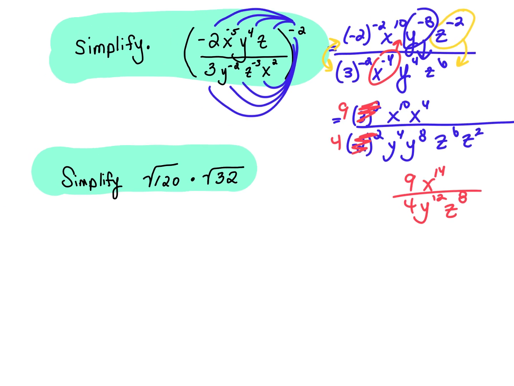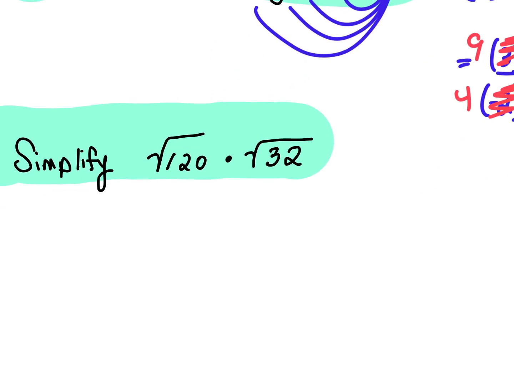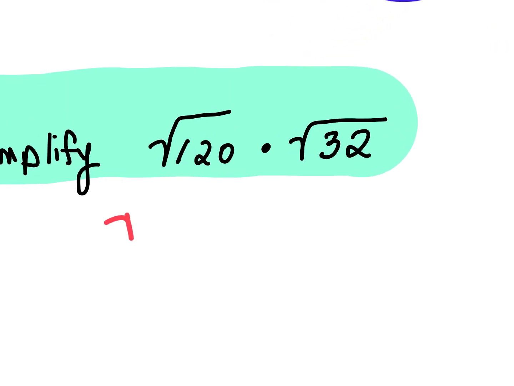All right, this last one. Square root of 120 times the square root of 32. Guys, a house times a house is just a bigger house. Should you multiply 120 and 32 and then try to break it down? Absolutely not. Let's go ahead and break down each one individually.